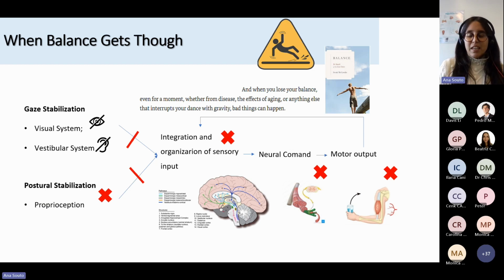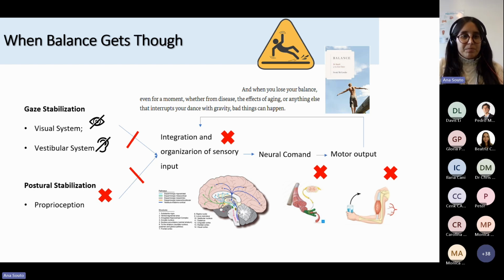Okay, so we know that for a healthy individual, balancing is a simple task that requires little effort and energy. So the innate difficulties associated with balance are not disclosed until something happens, or an injury or a pathology impairs its control.